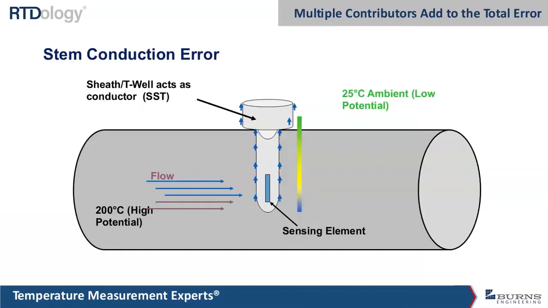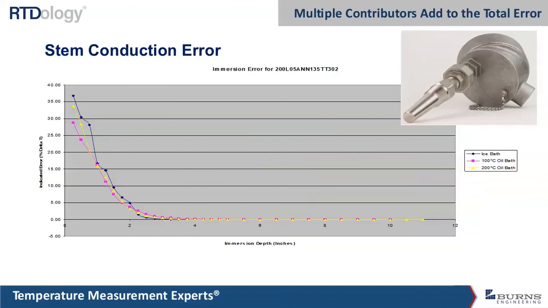I can just show this graphically. If we have 200 degrees C fluid in a pipe and a temperature probe stuck in there, there's going to be a little bit of a chilling effect on the sensing element from the ambient condition, which in this example is 25 degrees C. So if you get enough immersion length, that error goes away. And here's a little graph that shows this. It's kind of hard to see some of these numbers down here, so I'll walk through it.